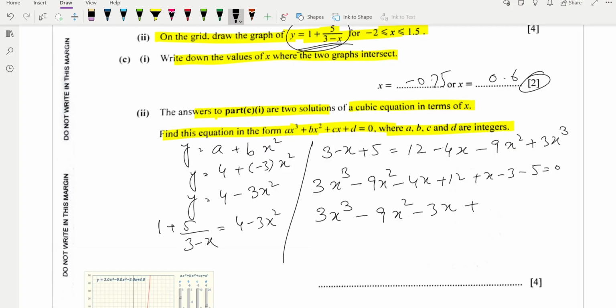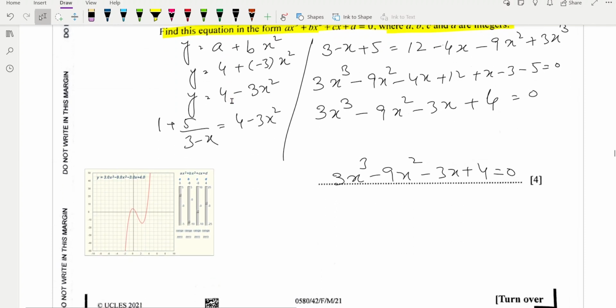8 basically. 12 minus 8 will be 4, so plus 4 is equal to 0, and this will be our equation: 3x cubed minus 9x squared minus 3x plus 4 is equal to 0. So I have checked this one.